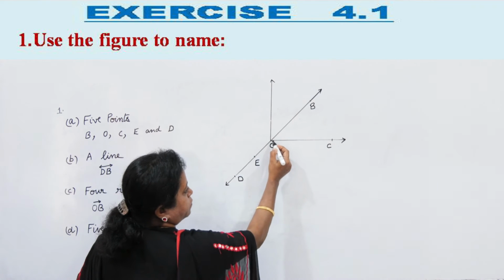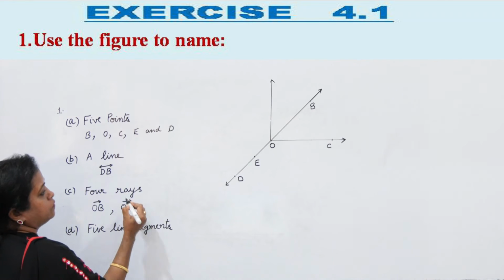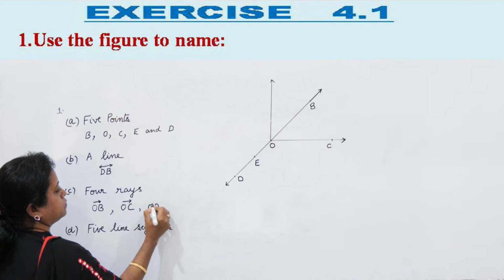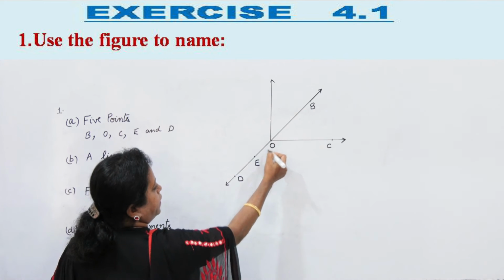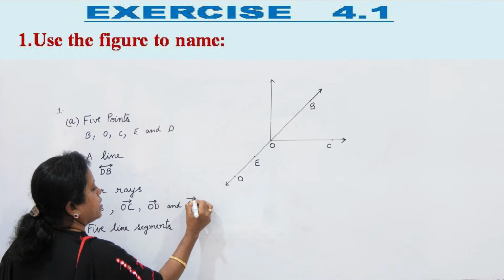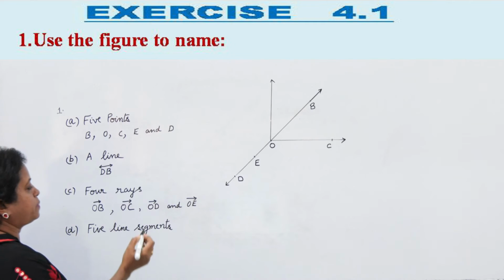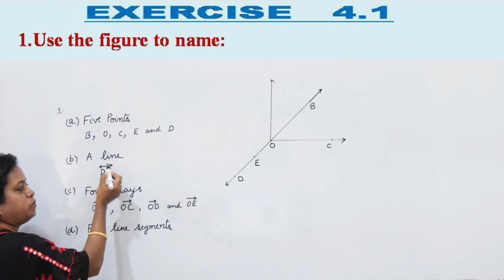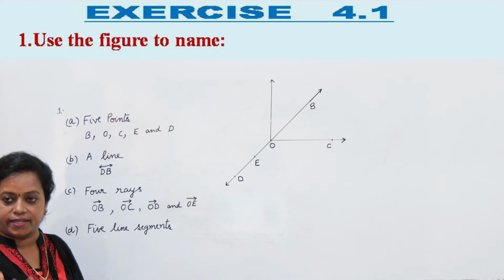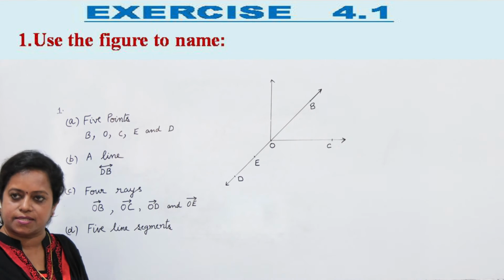Another ray from the point O can be OC, or I can write it as OD, or another ray can be OE. There can be other examples also. So here they have asked only 4 rays. So I have named the 4 rays from the figure. Remember, the representation should be correct. When I am using a line, I am using a double-headed arrow. When I represent a ray, I use a single-headed arrow. This is how I identify whether it is a line or a ray. When I see this, I understand that DB is a line.